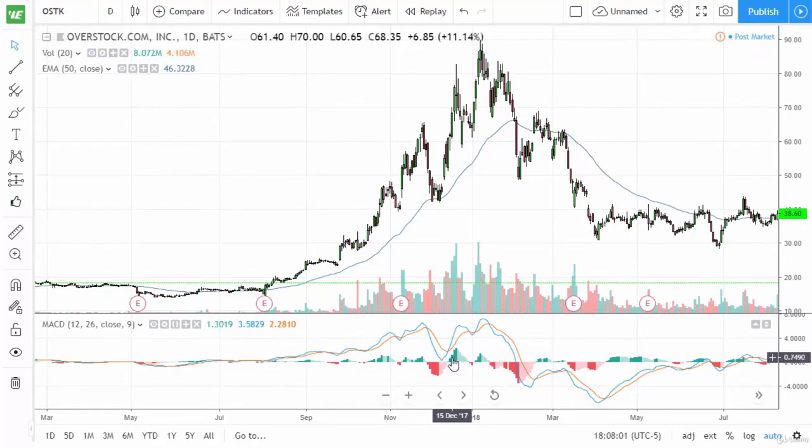But the most simple way to use this is to simply pay attention to the histogram, whatever side of the zero signal line we are on. It tells you what the mode of the market is, the momentum. And then, of course, if you use it with a moving average, like the 50-day, it can keep you on the right side of the market.